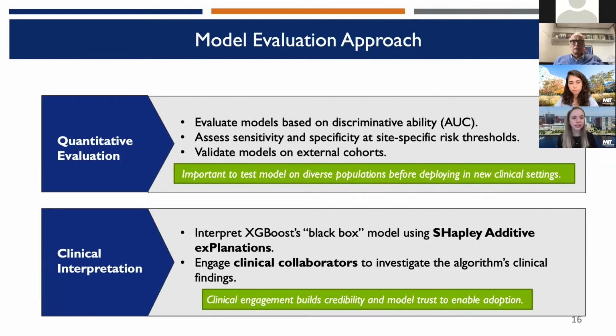We then moved on to the clinical interpretation. So while XGBoost is inherently a black box model, we were able to leverage Scott Lundberg's Shapley additive explanations framework that he introduced a few years ago, which is able to assign risk contributions to individual features at a per patient level. This insight could then be shared with clinical collaborators who could give us insight into how our algorithm's findings validated existing clinical findings and potentially extended existing clinical knowledge.